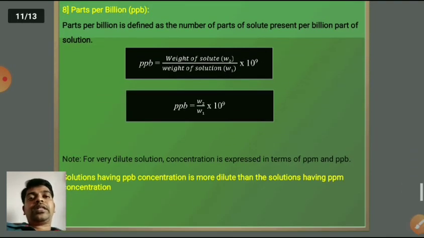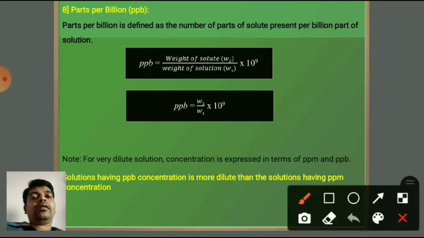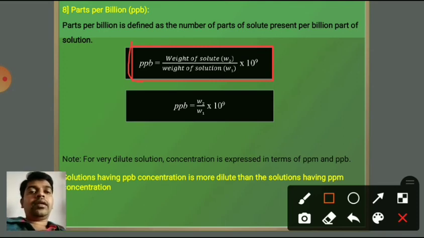Now parts per billion, which is abbreviated as ppb, is defined as the parts of solute present per billion parts of solution. Ppb is represented by the formula ppb equal to weight of solute, that is W2, divided by the weight of the solution, that is W1, into 10 to the power 9. Here again W2 is very small compared to W1.